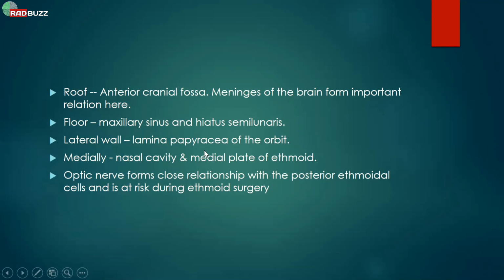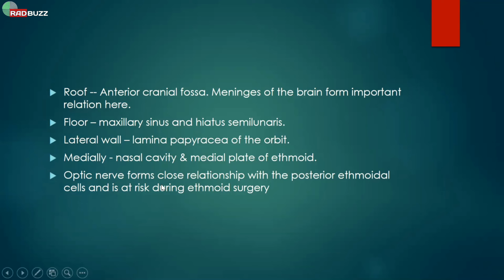If there are tumors, pathology, or any other process disrupting the lamina papyracea, a radiologist must report that it is gone, because that gives an ancillary feature that the orbit is going to be involved or already involved by the disease process. Medially, the nasal cavity and the medial plate of the ethmoid are basically midline structures.